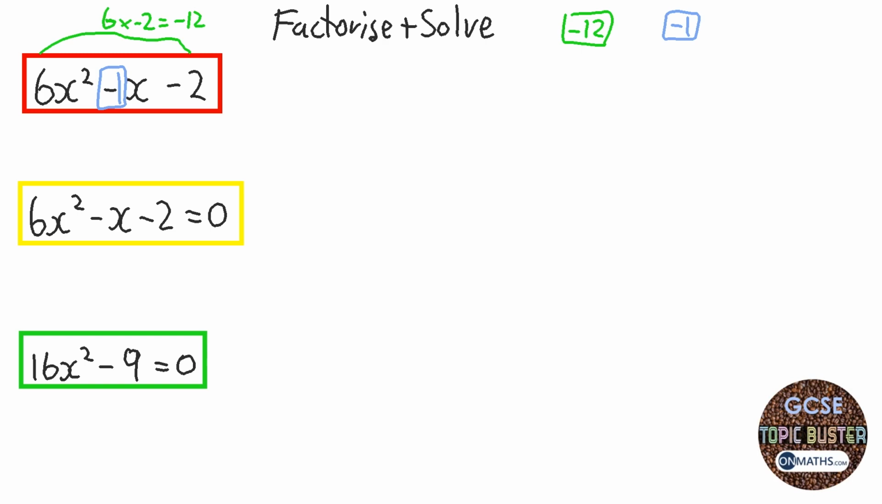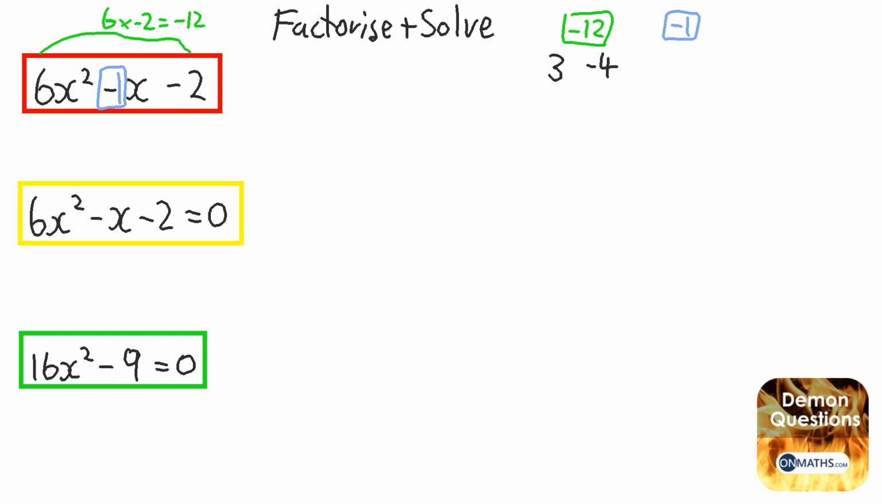I think 3 and 4, because there's a difference of 1 between them. And let's have a think. If I'm going to get a minus 1, it's going to have to be a minus 4, and then add 3, which is minus 1. So the numbers are 3 and minus 4, and you'll find the more you do of this, the more you can get the answer a little bit quicker than writing down all the factors of the negative 12.